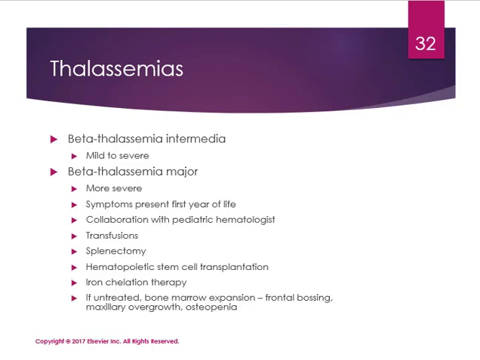With thalassemia intermedia, your symptoms and lab values may be mild to severe, and in beta thalassemia major, you have more severe findings. Symptoms are present in the first year of life. It's important to have the patient be seen by a pediatric hematologist. They may require transfusions, may require splenectomy, may need hematopoietic stem cell transplantation, they may require iron chelation therapy, and if untreated, then this bone marrow expansion, as we talked about, can cause some frontal bossing and maxillary overgrowth.